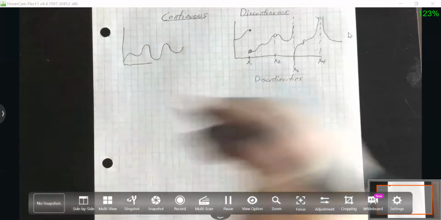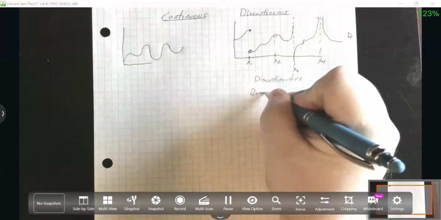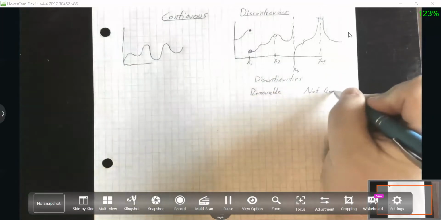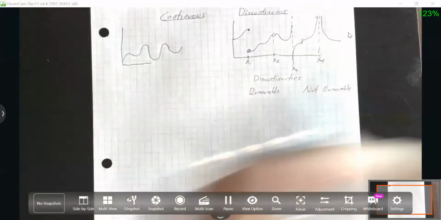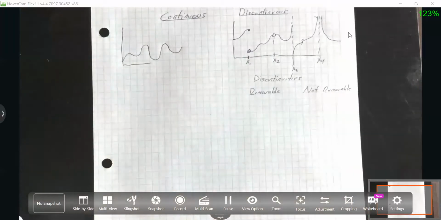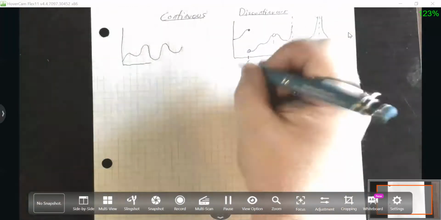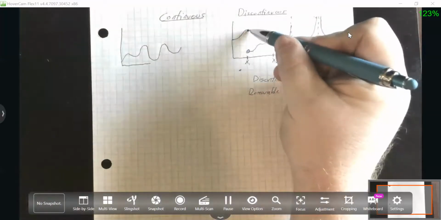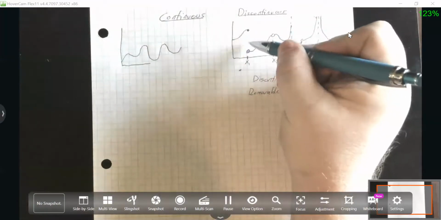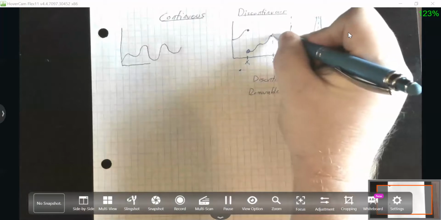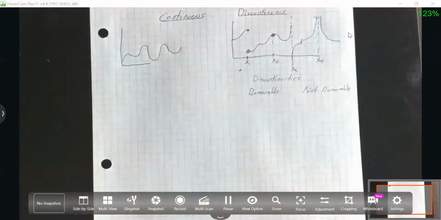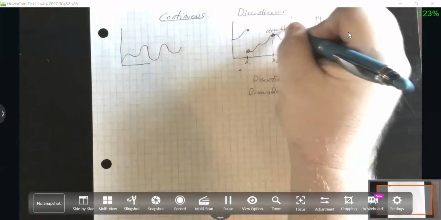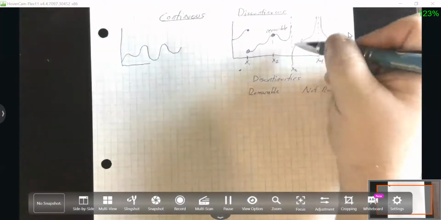Now, of these, we need to make a decision: is something removable or not? Basically, a discontinuity is removable if you could put a single point, if we could just drop a single dot somewhere and fix it. Well, there's nowhere we could put a single dot here. That would still be a big gap, so it's no good. We could actually fill in the little hole with a single dot, which means that holes are removable. Asymptotes, nah, that's completely broken.